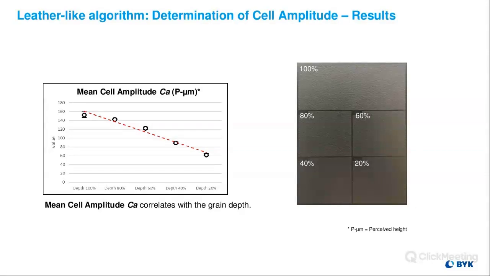So here we have the cell amplitude plotted against the depth. So here we have the 100% depth, the one that looks the grainiest, having the highest cell amplitude, and then of course the cell amplitude goes down fairly linearly with decreasing depth.